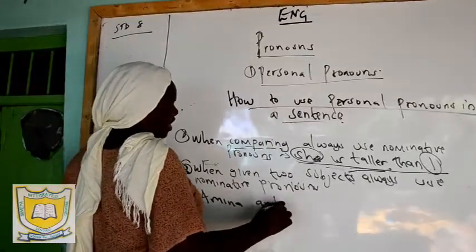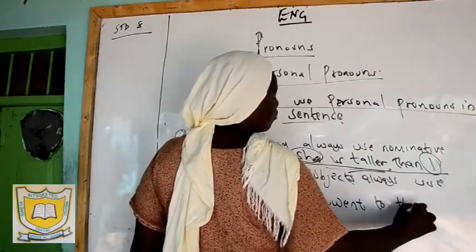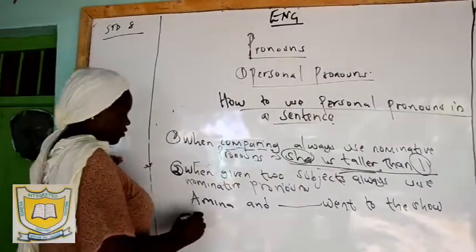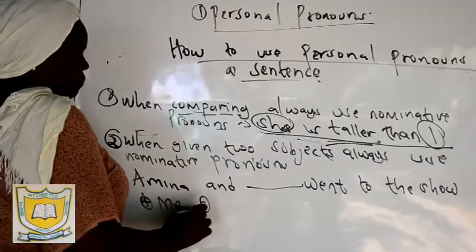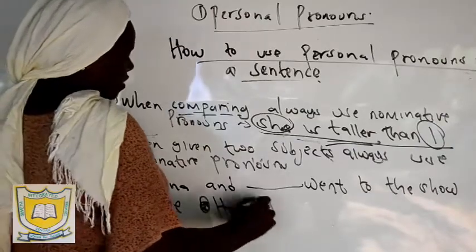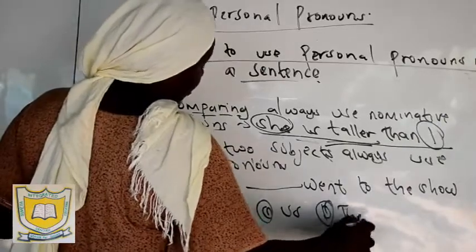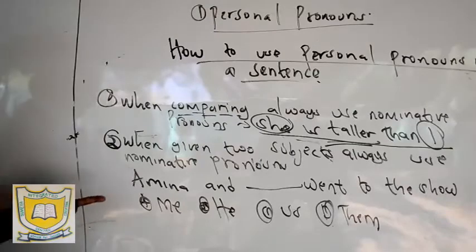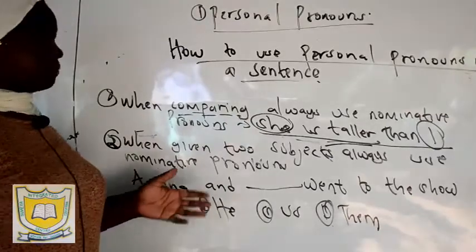Amina and dash went to the show. For example, you have a question. They say, Amina and dash went to the show. So A, they give me, which most people choose, and then B, he. Then C, us, and then D, them. Now you realize that when you are given this, most people choose me, and I like it, because me sounds correct. Amina and me went to the show.